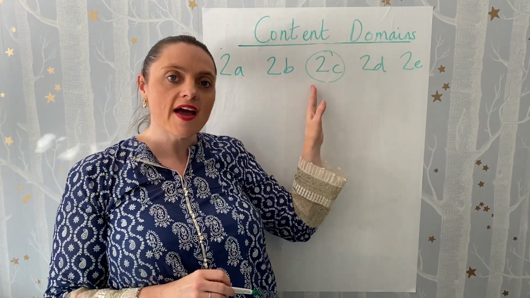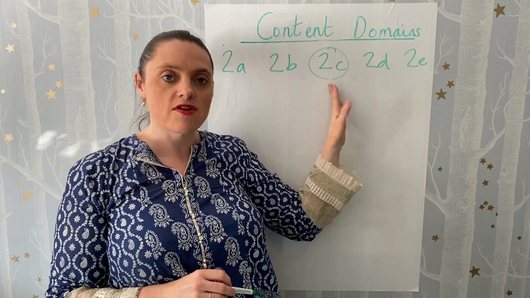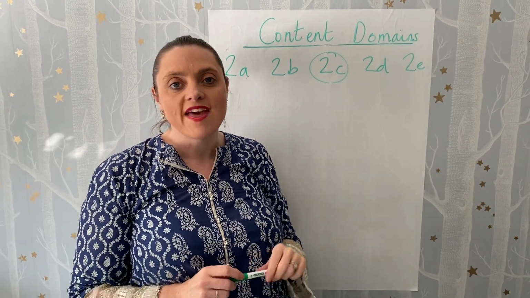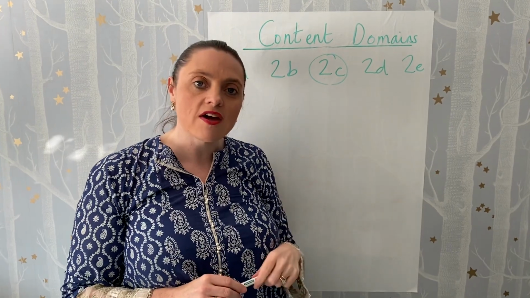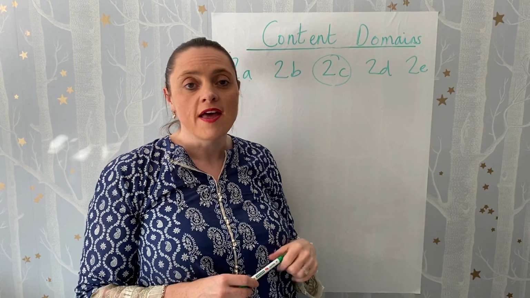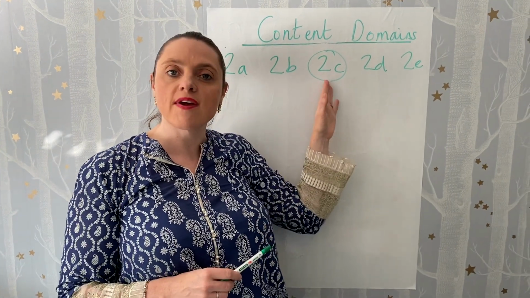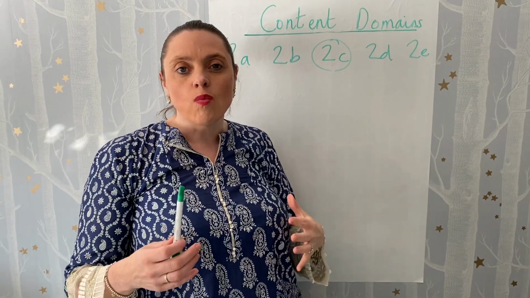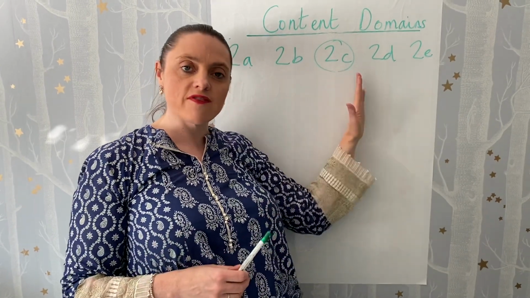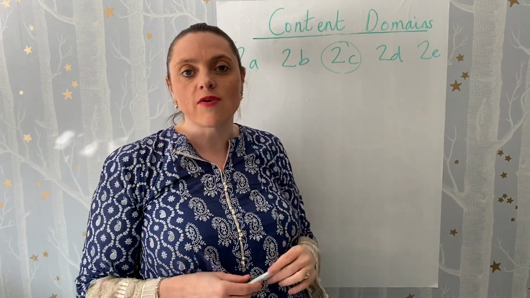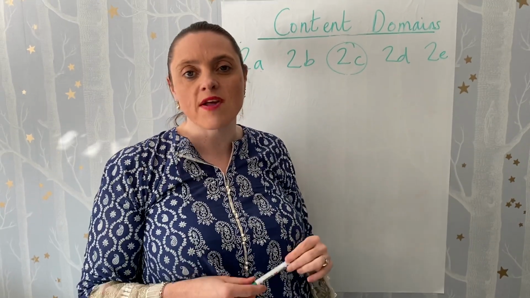The reason why I've put a circle around content domain 2C, which is to be able to summarise across more than one paragraph, is that it doesn't really feature as much or as prominently in the key stage 2 SATs, or key stage 1, where it's sequencing rather than summary. And lots of people talk about what proportion of the test is for each of the domains, and how much time should I give to each domain related to the proportion of SATs questions.